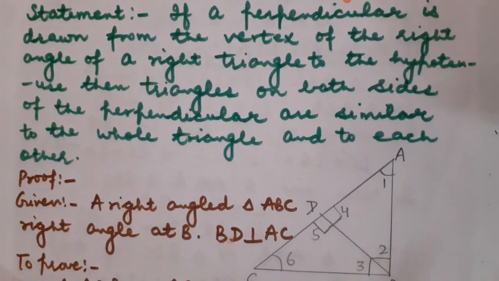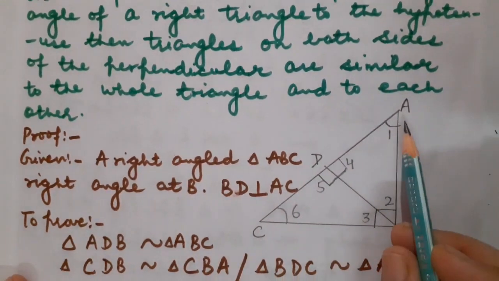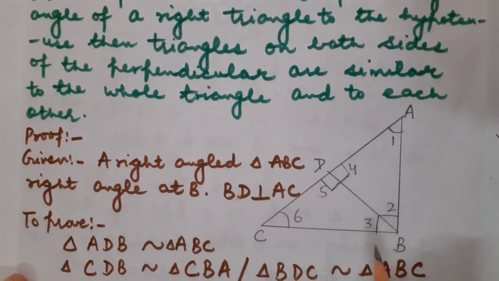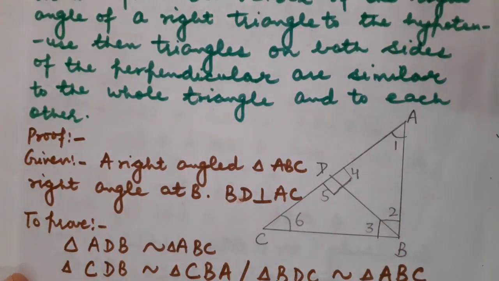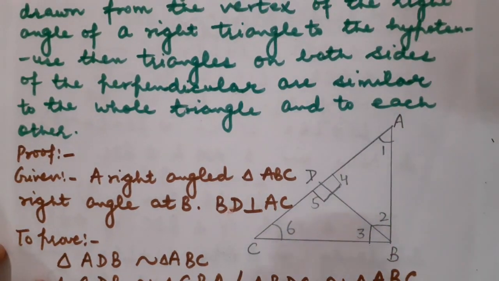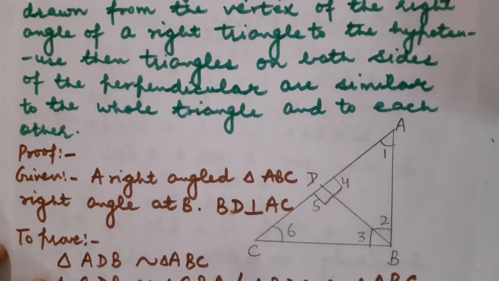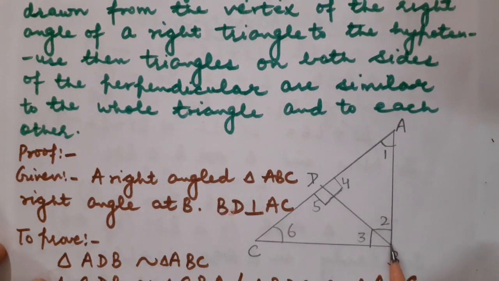First of all, you require a right angled triangle. So here I have made a right angled triangle, that is triangle ABC, which is right angled at B. Now what the statement says, if a perpendicular is drawn from the vertex of the right angle, see, A, B, C are the three vertices of the right angled triangle ABC. Here you can see that angle B is the vertex where the 90-degree angle is formed.